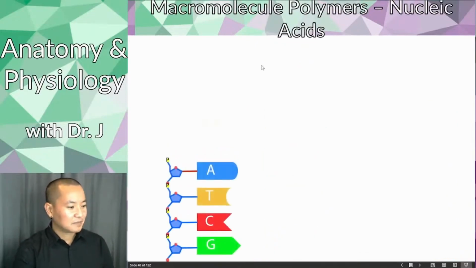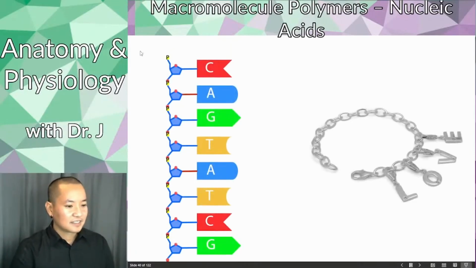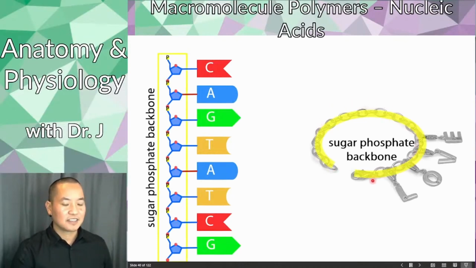Now, what happens when you take a bunch of these nucleotides and link them together? Well, this is when you get a nucleic acid. So I like to think of it this way. Why do those nucleobases and those 4 different types, depending if it's DNA or RNA, why does it matter? I like to draw this little analogy between a nucleic acid and a charm bracelet. With the charm bracelet, you have a basic structure that holds it all together. So this sugar phosphate backbone of a nucleic acid, it's going to be the same regardless of what's attached to it.